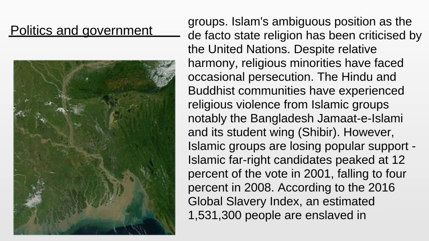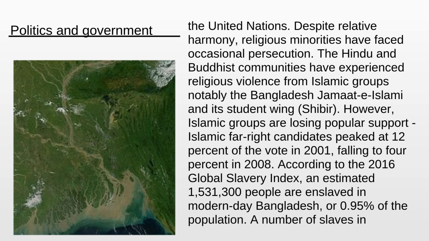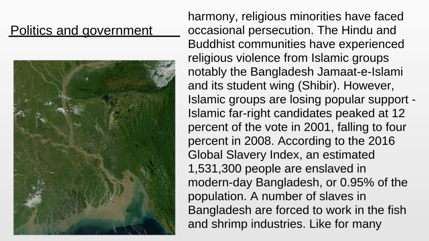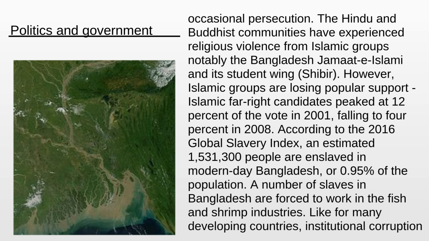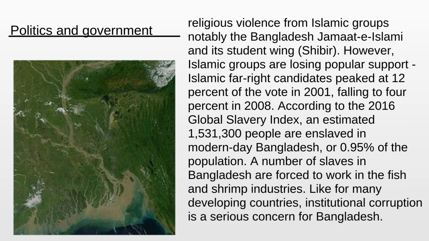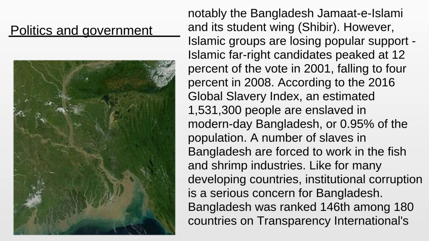The Hindu and Buddhist communities have experienced religious violence from Islamic groups, notably the Bangladesh Jamaat-e-Islami and its student wing, Shibir. However, Islamic groups are losing popular support. Islamic far-right candidates peaked at 12% of the vote in 2001, falling to 4% in 2008.